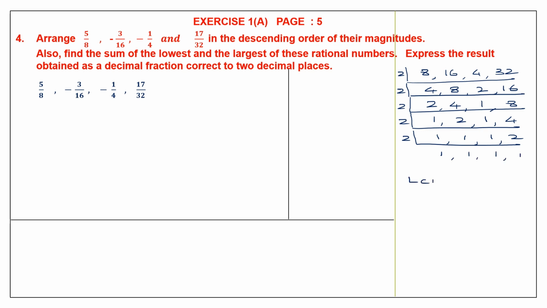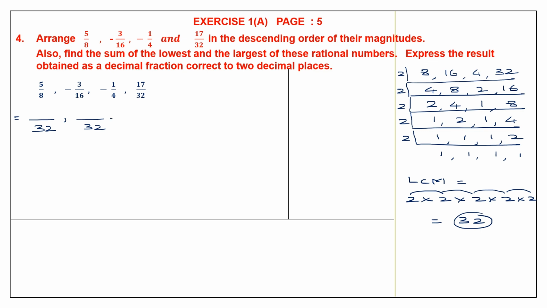Now let's find the LCM. LCM is equal to all the 2's. Now how many 2's are there? There are 5. So 2 into 2 into 2 into 2 into 2. 2 2's are 4. 4 2's are 8. 8 2's are 16. 16 2's are 32. So 32 is the LCM. So we're going to use the LCM as a common denominator. So in this case, the denominators are all 32. So for the first fraction 32, second one 32, third one 32 and the last one also 32.